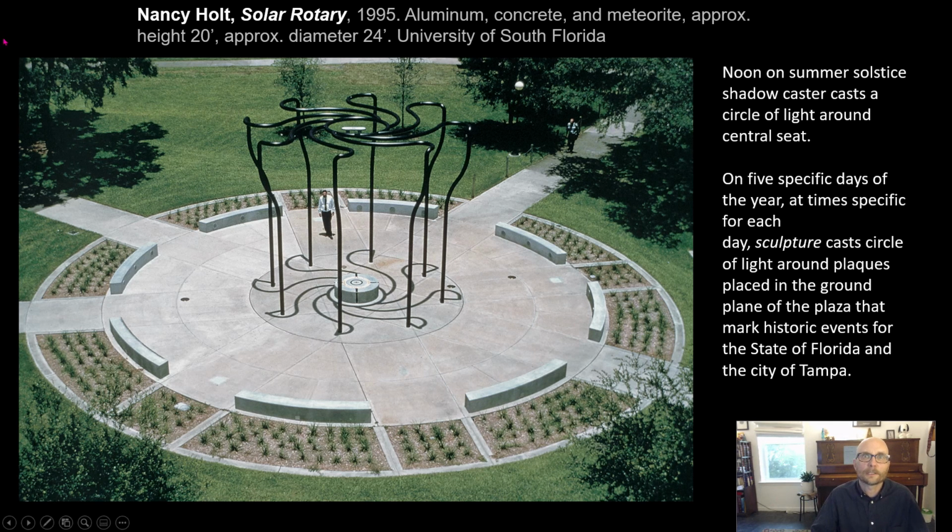This is a fascinating work. This comes from the University of South Florida, and this work is called Solar Rotary. On the summer solstice, the longest day of the year, exactly at noon, you see what happens. The sun will cast a shadow, so this spiral lays perfectly over this dais. But also, if you look around, you'll notice that there are these little markers. And on certain days of the year, that circle will align directly over that marker and highlight it. And these 5 different markers all highlight different moments in Florida history.